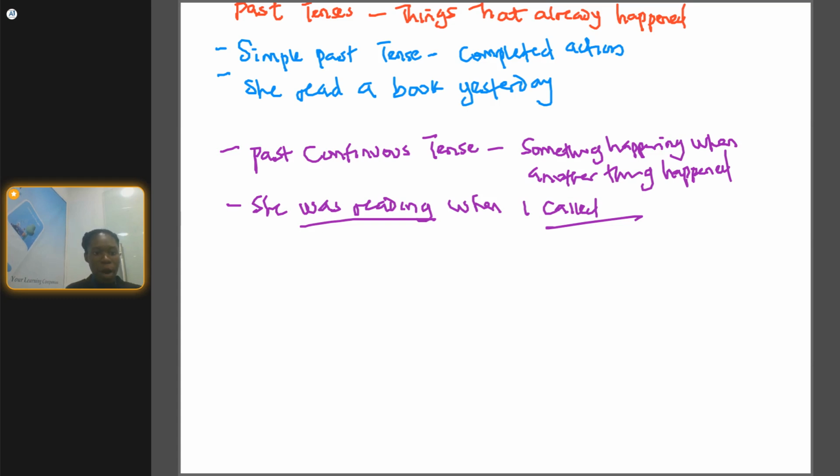The past perfect tense. When we talk about the past perfect tense, it means one thing happened before another past action. Do not mix it up with the one we just finished; I'm going to differentiate them. Past perfect: one thing happened before another past action.